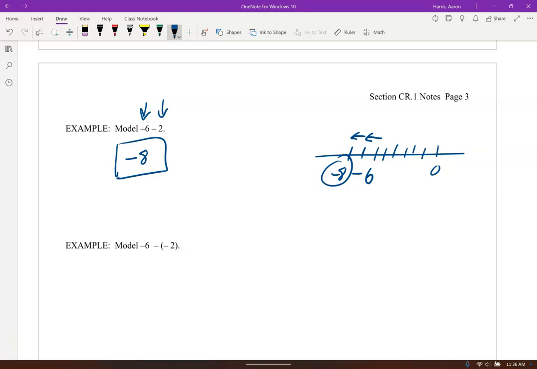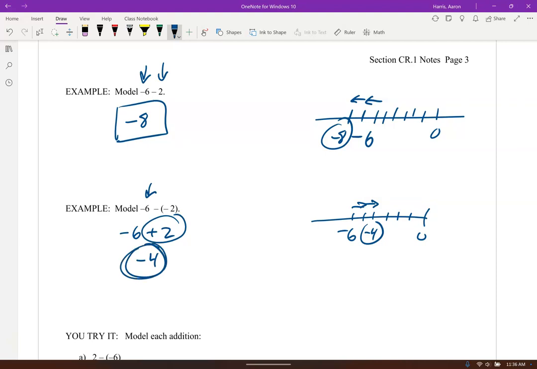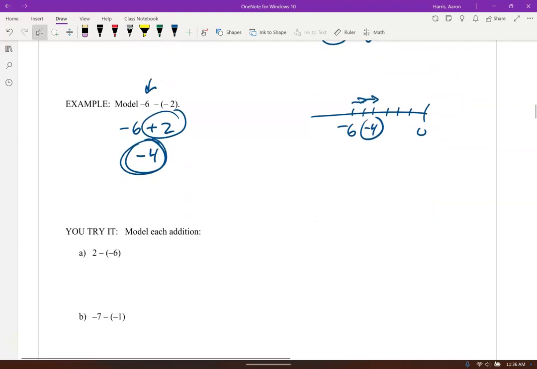Again, I don't like double signs here, so a negative times a negative is a positive. So negative 6 plus 2. I'm at negative 6 and I go plus 2. Now I'm at negative 4. I'm $6 in the hole and I pay off $2. Now I'm only $4 in the hole.